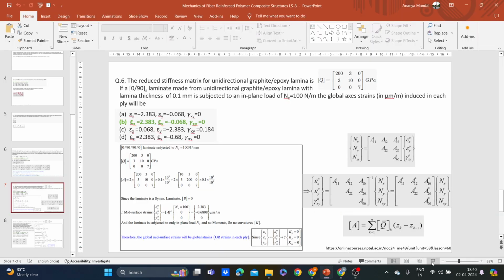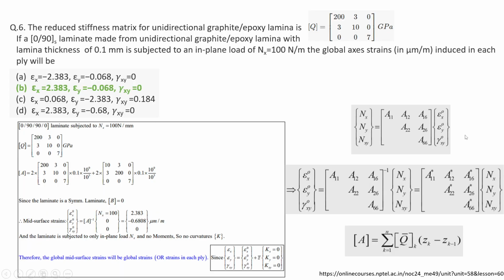Okay, so as you have asked about the A matrix, how to get the A matrix. In session number 8, I discussed this, like you can see for this question. In this question, they're saying 0/90 symmetric is the laminate. That means they have 0 lamina and 90 lamina, and then there is symmetric, that is again 90, 0. So it is 0 90 90 0. That means there are two laminas of 0 degree and two laminas for 90 degree.